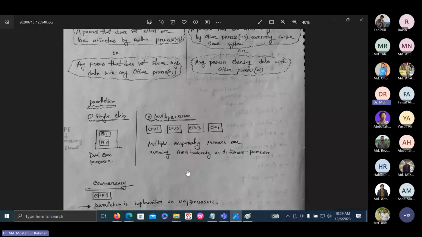Another parallelism: if I have two processes, one process executes in CPU 1 and another process executes in CPU 2. So in this case, we can say single chip but multiple processes. We call this parallelism using two processes. Okay, another one is multiprocessors.